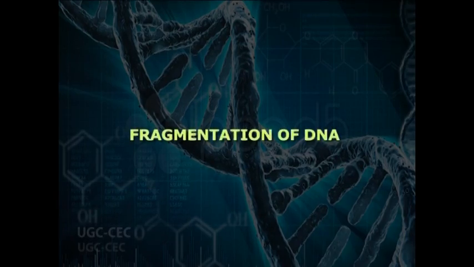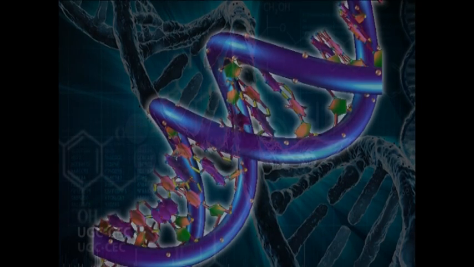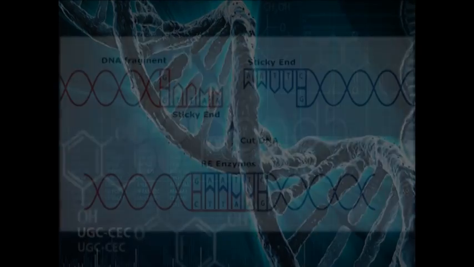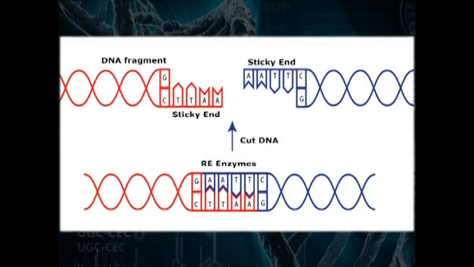Moving on to the fragmentation of DNA. Since DNA is a long, complex biopolymer, it has to be cut into smaller pieces to facilitate analysis. The long polymer isolated from the cell nucleus would be entangled or cross-linked, making analysis difficult.